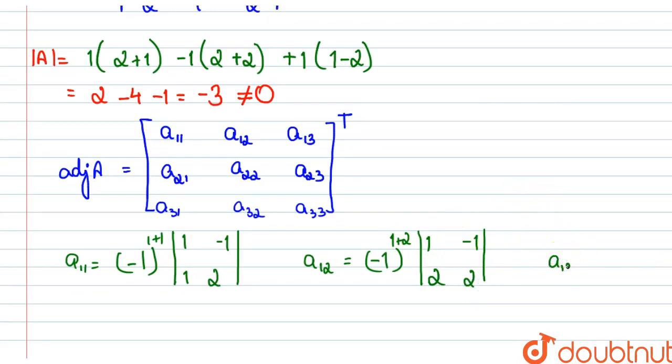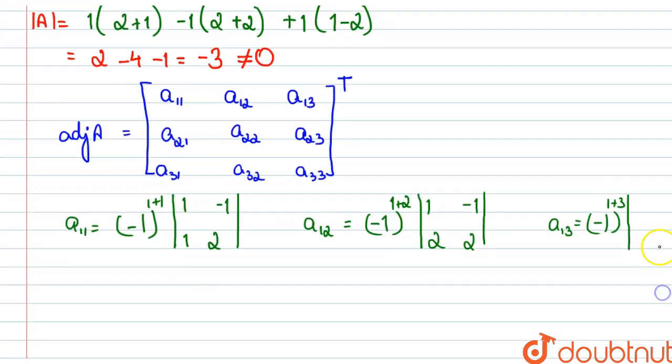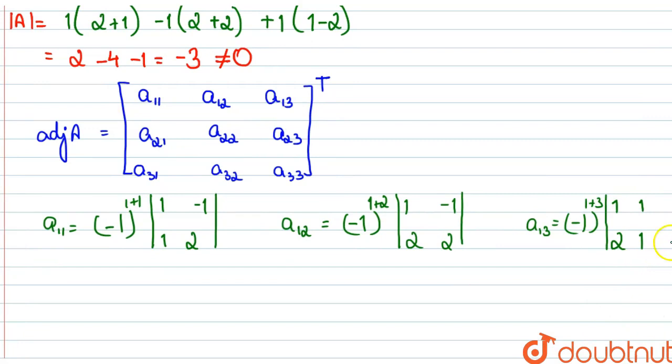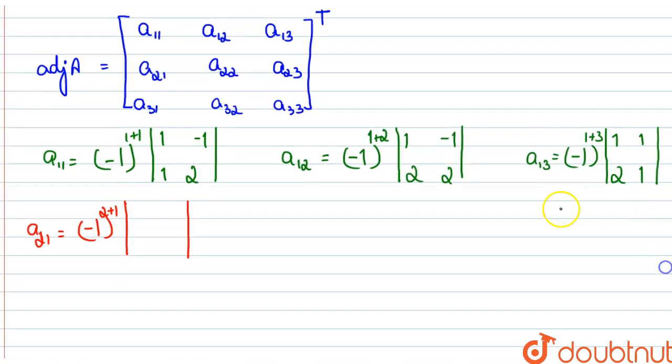Now our A13. A13 will be minus 1 to the power 1 plus 3 into our determinant. Now we'll leave our first row and third column. So 1, 1, 2, 1. Now our A21. So it will be minus 1 to the power 2 plus 1. And our determinant of, we'll now leave second row and first column. So we'll have 1, 1, 1, 2.